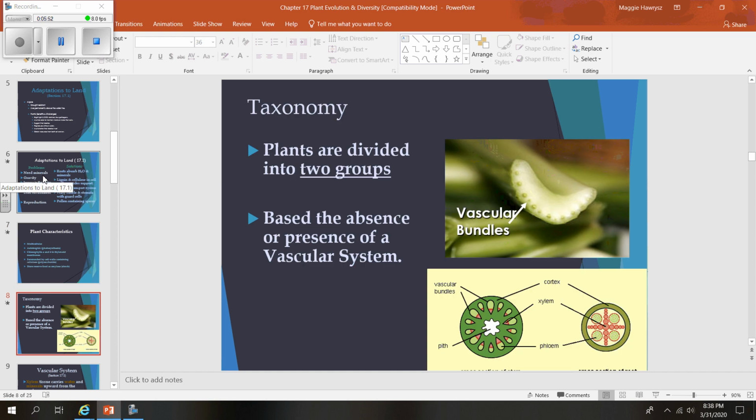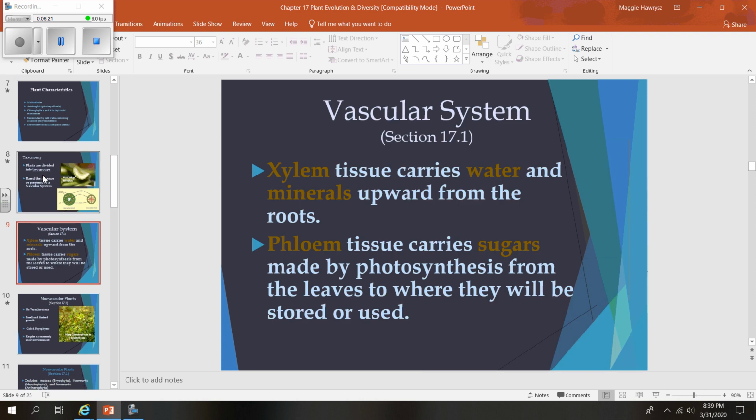Plants are divided into two groups based on the presence or absence of this vascular transport system within their body. So whether they have the ability to move nutrients and sugar up through the body of the plant, or they don't have this system. So plants that have this vascular transport system are called vascular plants, and plants that don't have this system are called non-vascular plants.